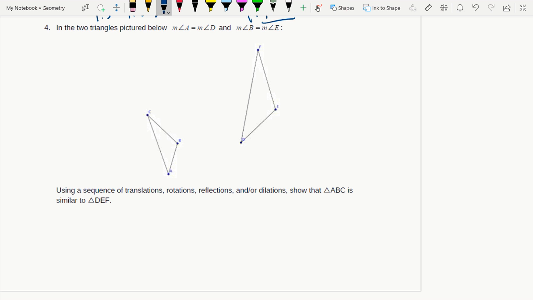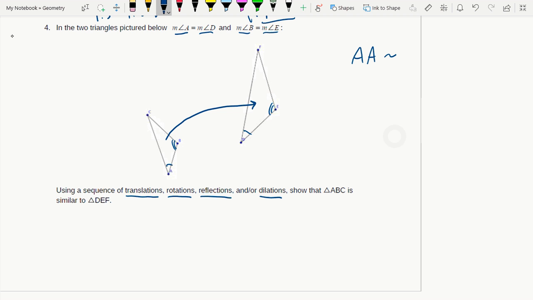In the two triangles pictured below, measure of A equals D, measure of B equals E. So here's the deal. Right now, I know that I have congruent and congruent. I have congruent and congruent. So right now I have angle similarity. Cool. What it's asking now is it wants me to use a sequence of translations, rotations, reflections, and dilations to make this one land on top of this one. Because if I can map one thing onto the other, then I know it's similar.